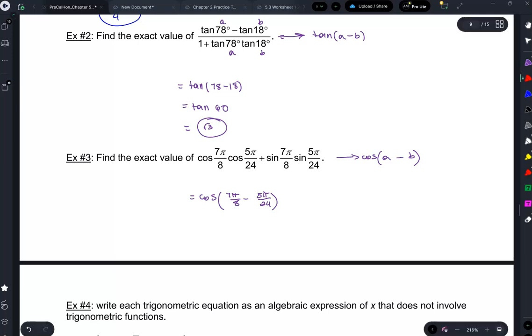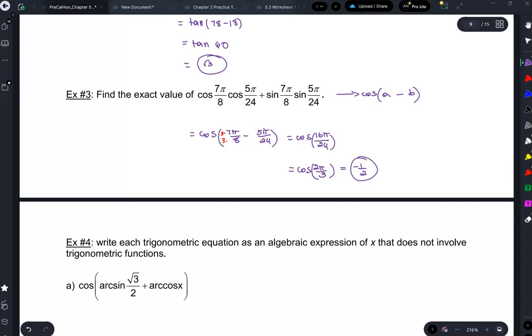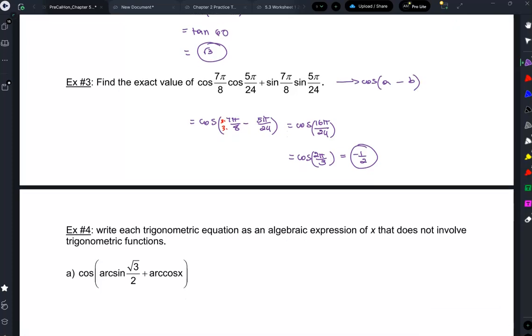Okay, and then we're going to do a common denominator, right? So this is cosine of 16 pi over 24, which is how much? Cosine of 2/3 pi, negative half. You see that? There is no other way to do it otherwise, because we don't know what 7 pi over 8 is if you don't have a calculator. We don't know cosine of 7 pi over 8, because it's not a special angle. However, using a sum and difference identity, I can do this without a calculator.